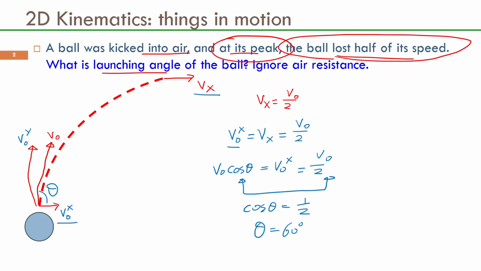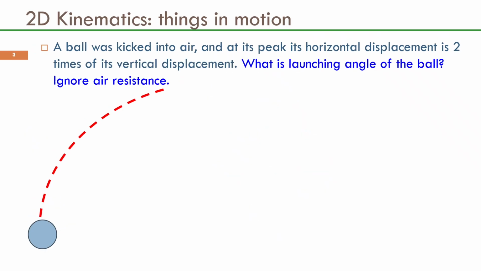Okay, now let's look at a different question. This question says a ball was kicked into the air and at its peak, its horizontal displacement is 2 times its vertical displacement. Under this situation, what is the launching angle of the ball? Alright, after the previous question, this question should not be so hard for us. So let's see what the question says. At its peak, its horizontal displacement is 2 times its vertical displacement.